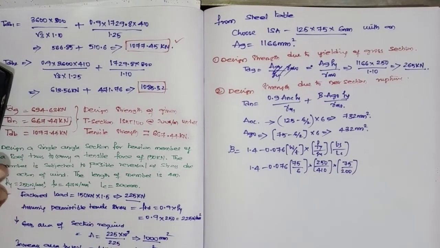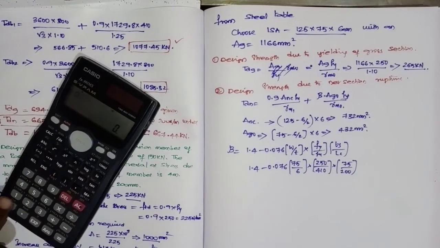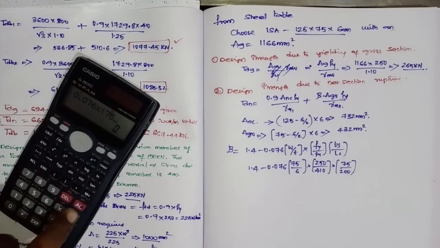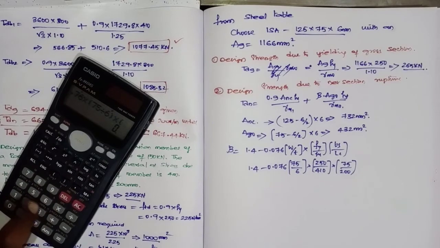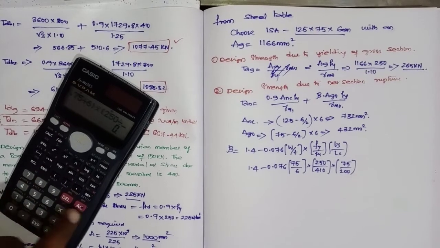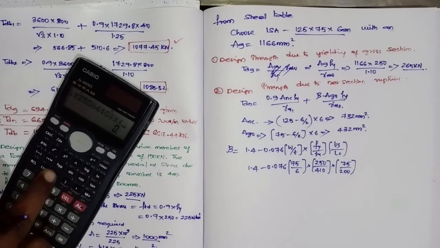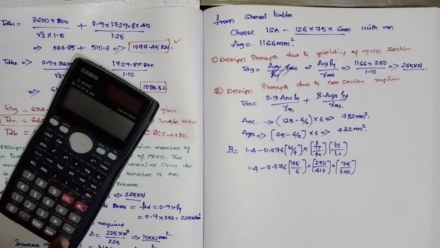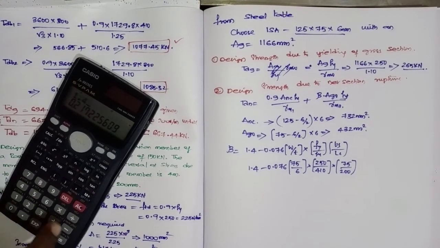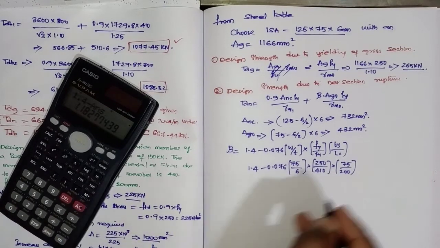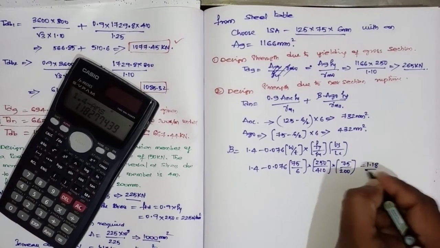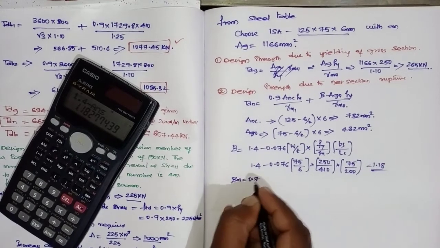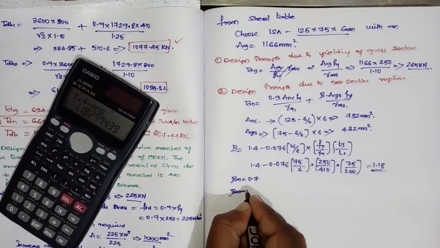Okay, so 0.076 into 75 divided by 6, into 250 divided by 410, into 75 divided by 200. 1.4 minus that, so 1.18. Beta minimum is how much? 0.7. Beta maximum, you have to check it now.